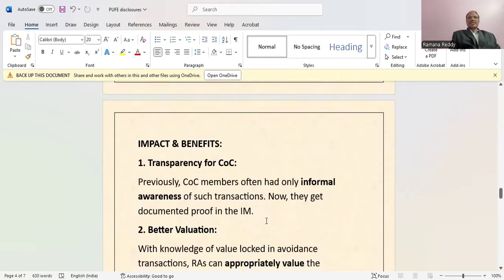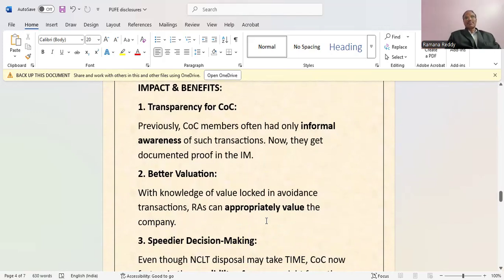So the benefits and the impact of these amendments: transparency for the CoC. Previously, CoC members often had only informal awareness of such transactions. Now they get documented proof in the Information Memorandum. And better valuation. With knowledge of the avoidance transactions, resolution applicants can appropriately value the company because they know the fair transactions.